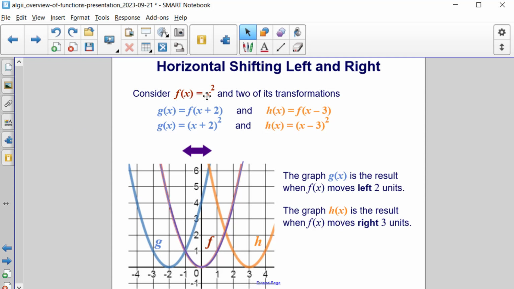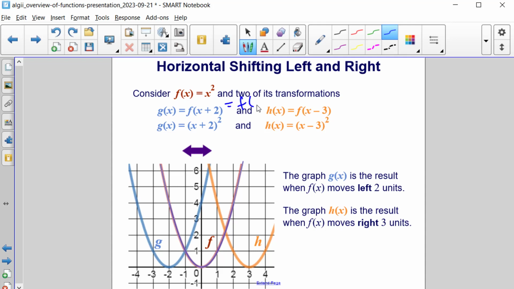Consider the function f of x, which is equal to x squared, and 2 of its transformations. G of x is equal to f of x plus 2. That can be rewritten as f of x minus -2.